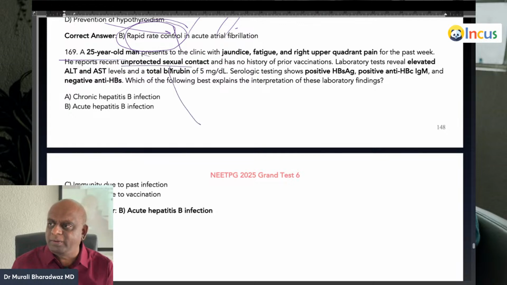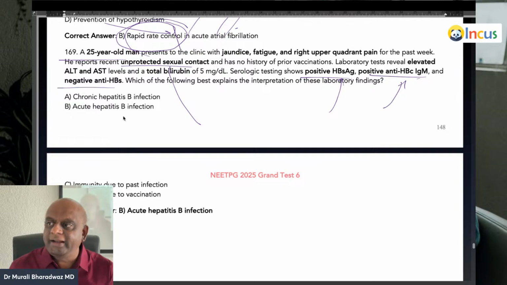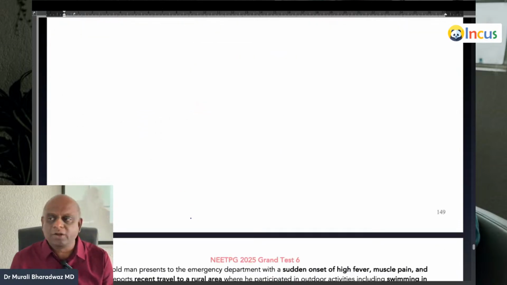A 25-year-old, unprotected sexual contact. He is positive for HBsAg, anti-HBc IgM, and negative for anti-HBs. So, acute hepatitis B infection. Yesterday we discussed what the serological profile is.